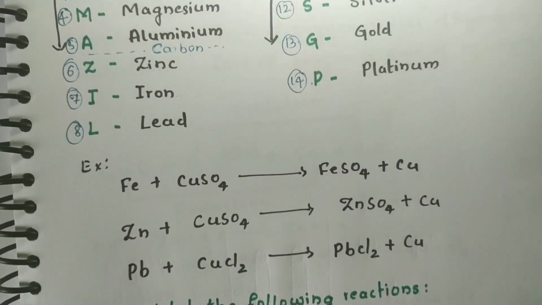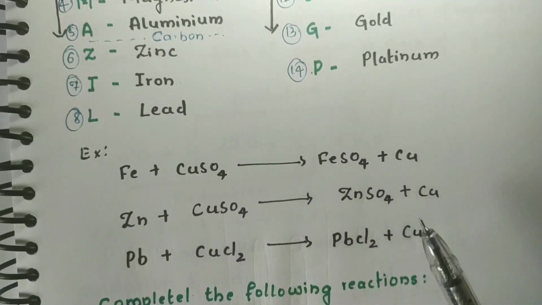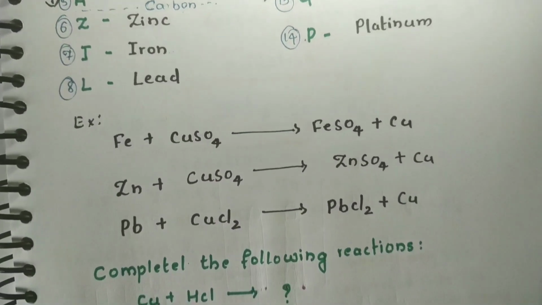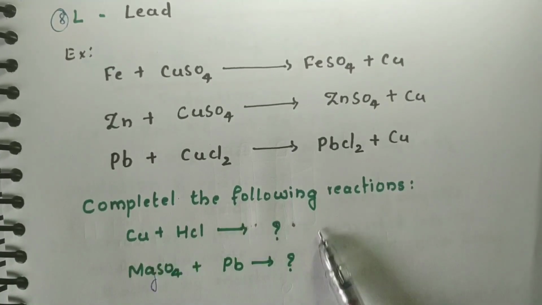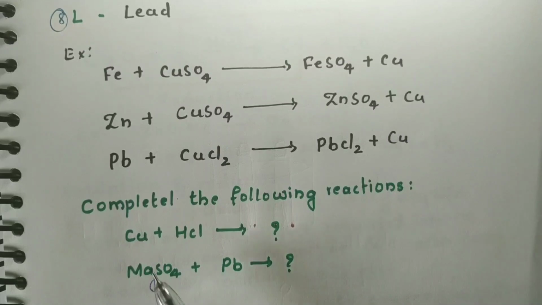In the same way, zinc reacts with copper sulfate to form zinc sulfate, and copper is eliminated from its place. So please do one exercise. I have given 2 reactions here. Please tell me in the comment box whether the reactions are possible or not. If it is possible, what are the products formed after the reaction?